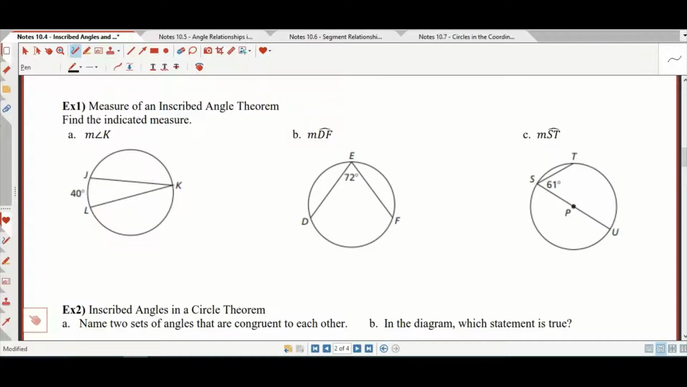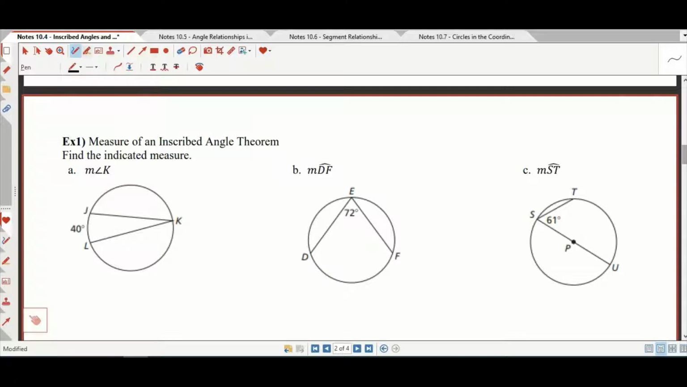Measure of an inscribed angle theorem. Find the indicated measure. Now remember, I told you that the arc is twice the measure of the inscribed angle, which means that the measure of angle K is half of the measure of arc JL. And since JL is 40 degrees, the measure of angle K is 20 degrees. I'm going to put my answer down here. Measure of angle K equals 20 degrees.